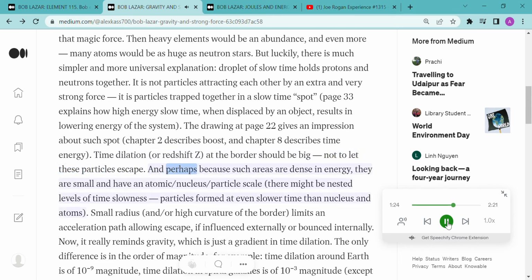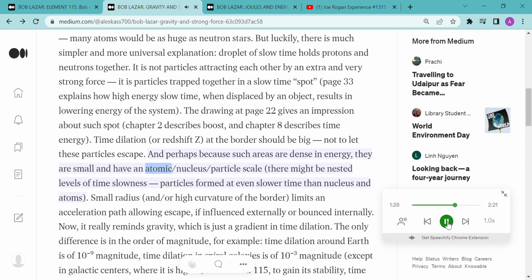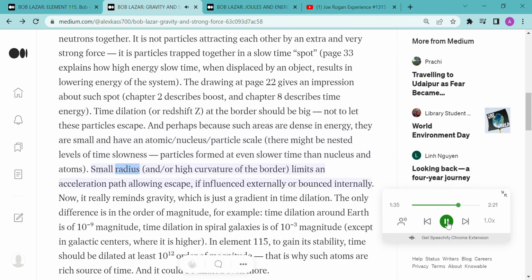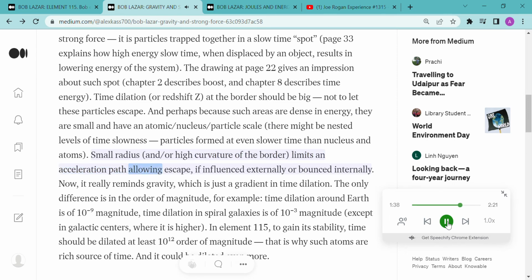And perhaps because such areas are dense in energy, they are small and have an atomic, nucleus, or particle scale. There might be nested levels of time slowness, particles formed at even slower time than nucleus and atoms. Small radius, and/or high curvature of the border, limits an acceleration path allowing escape, if influenced externally or bounced internally.